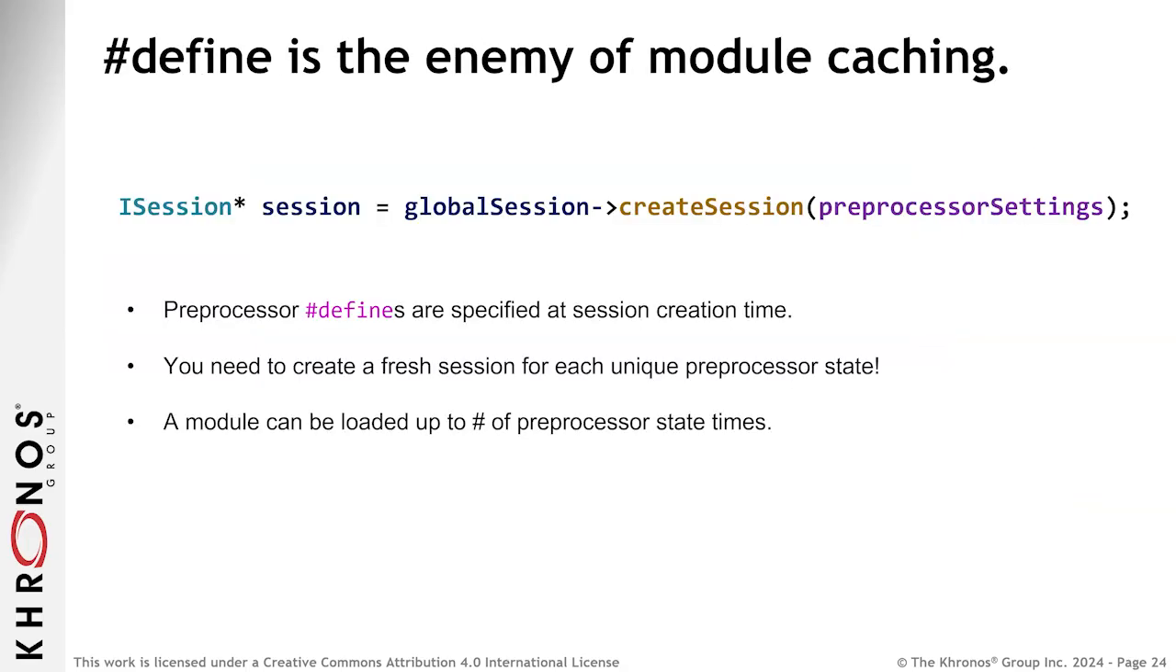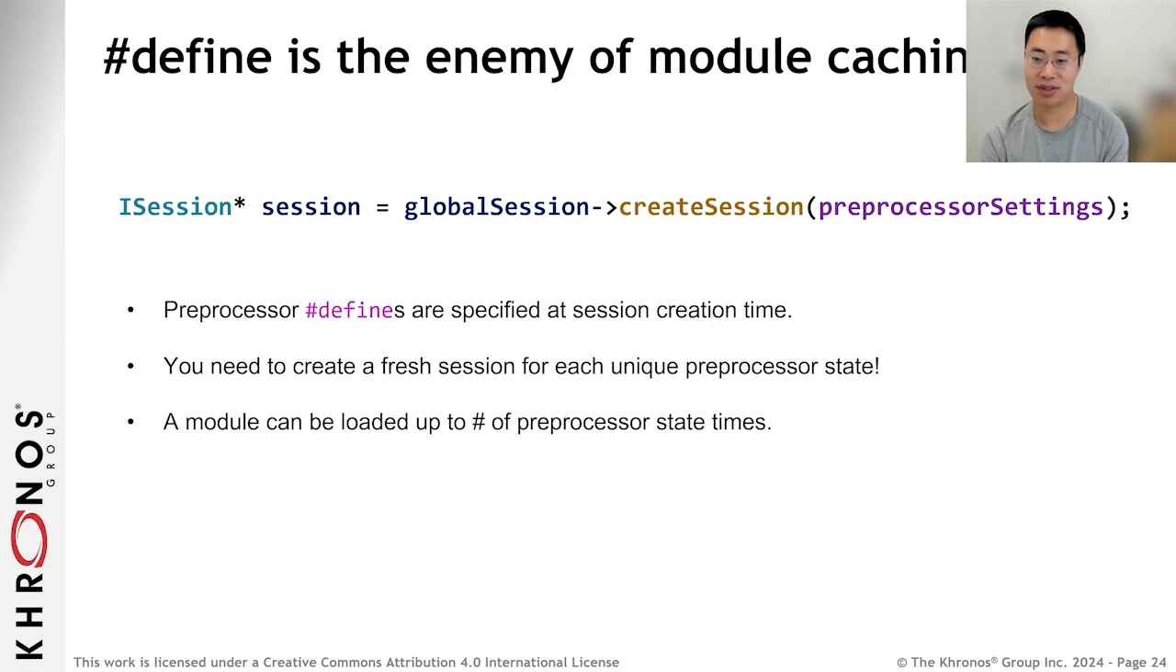In the Slang compilation API, this is also obvious. The preprocessor macro defines will need to be set during the creation of a Slang session, and can't be changed once that session is created. So this means that if your code base is heavily relying on pound defines, then for each unique preprocessor state, you will need to create a fresh session for it. And a session is what caches the loaded modules in order to reuse them between different compiles. The more unique sessions you need to create, the less you can benefit from module reuse.